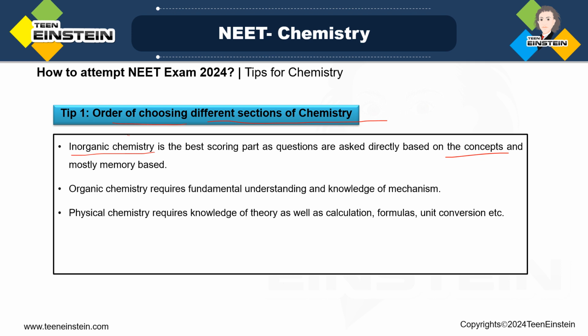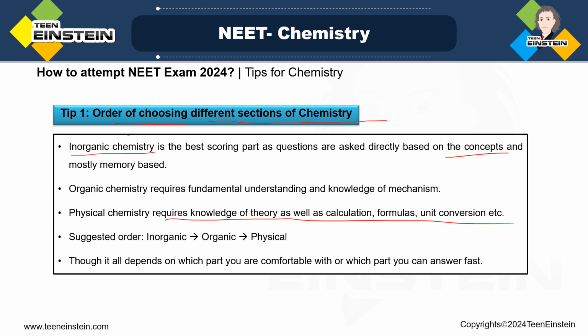But when we talk about physical chemistry, it requires knowledge of theory, and you also have to know calculations, formulas, unit conversion, everything. That is why it requires more time. So this is the reason that the suggested order is like this.